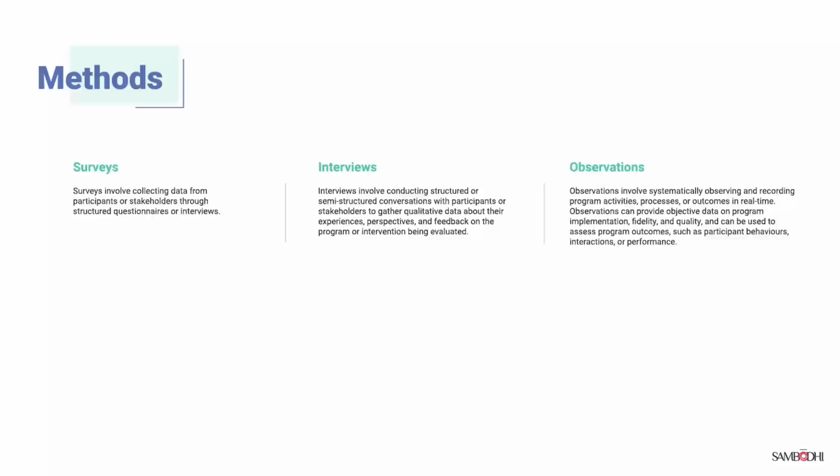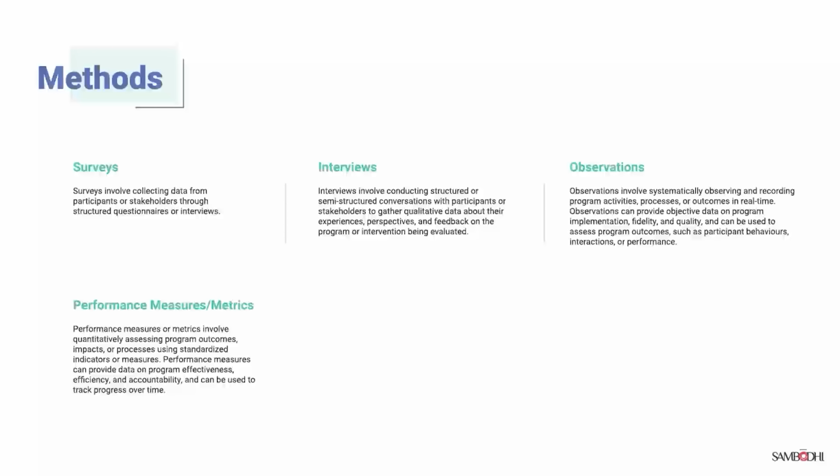Third is observation. Observations involve systematically observing and recording program activities, processes, or outcomes in real time. Observations can provide objective data on program implementation, fidelity, and quality, and can be used to assess program outcomes such as participant behaviors, interactions, or performance. Next is performance measures or metrics. These involve quantitatively assessing program outcomes, impacts, or processes using standardized indicators or measures. Performance measures can provide data on program effectiveness, efficiency, and accountability, and can also be used to track progress over time.